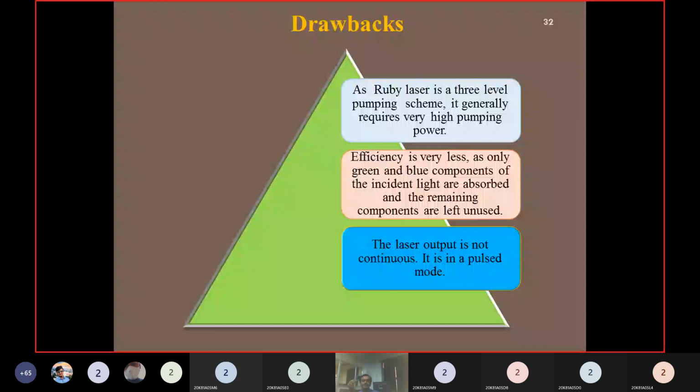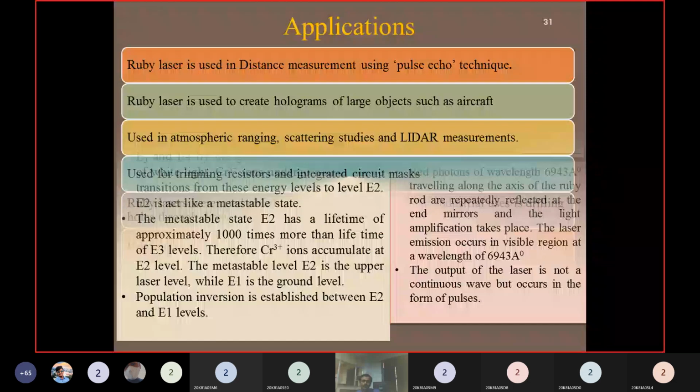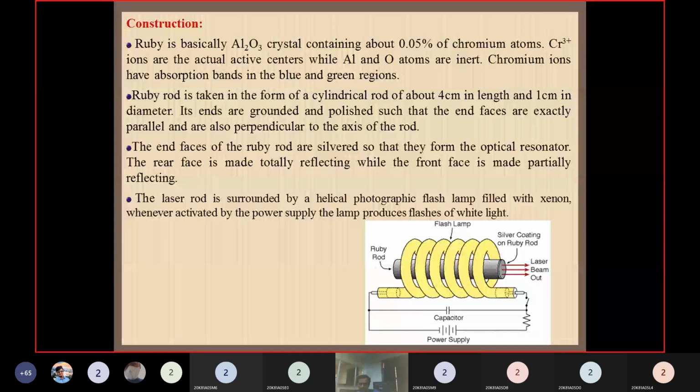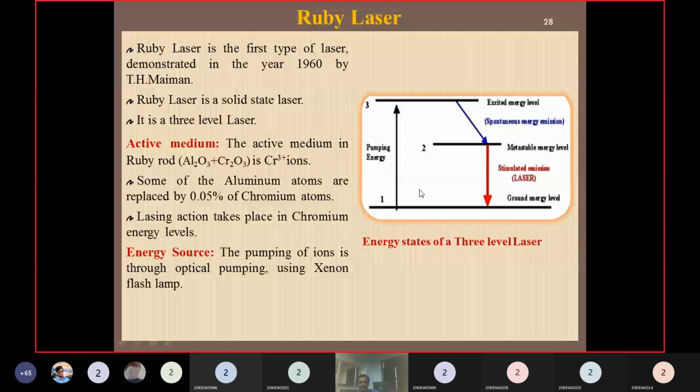Okay. So once again I will explain construction and working. Simply, in the introduction, this is the first laser, you can write. It was demonstrated in 1960 by Theodore Maiman. And it is a solid state laser and a three-level laser. Okay, that is just the introduction about the ruby laser.